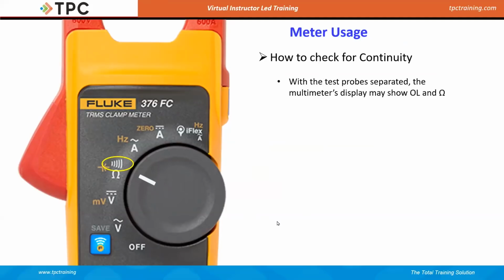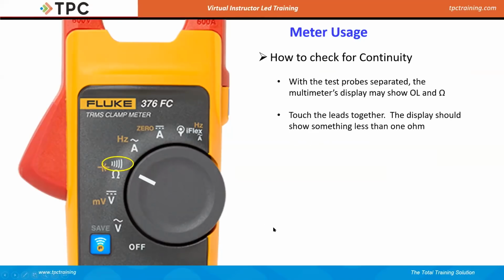So first of all, make sure that this thing is on the right setting. And at this point right here, with your meter leads not touching, you would expect to see OL and the ohm symbol in the display. OL in this case means open loop. You may hear it called open line, but technically open loop, and it means there's no continuity. It's not a closed loop. It's open somewhere. That's the key to remember: the O stands for open.